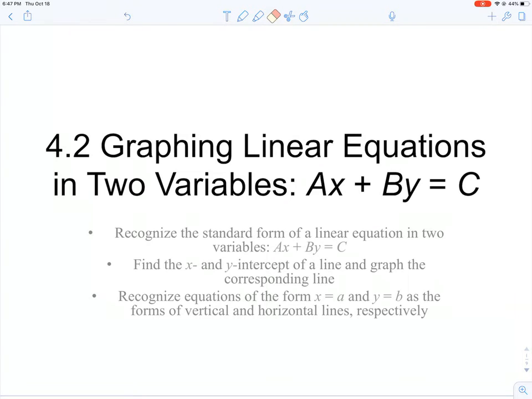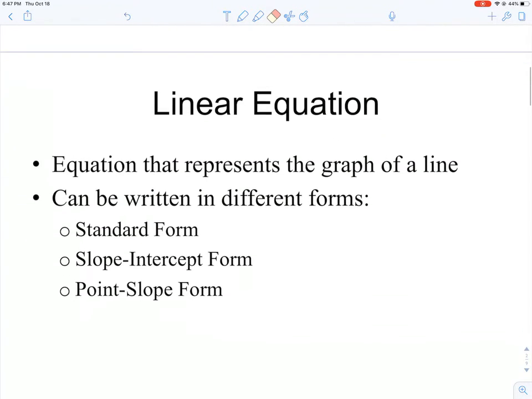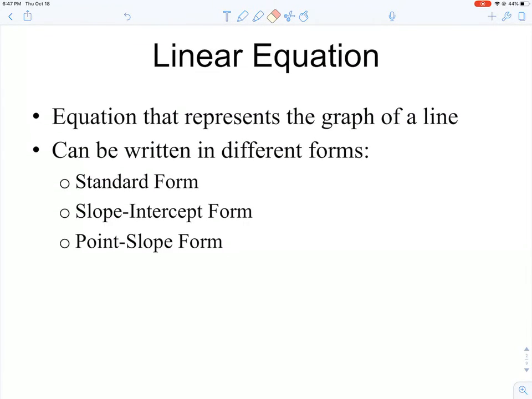Okay, so chapter 4 is all about lines. So we're looking at the different forms of the equation of a line and graphing lines from those different forms of the equation. The different forms that we are going to study are standard form, slope-intercept form, and point-slope form. So in this section, we are studying standard form.